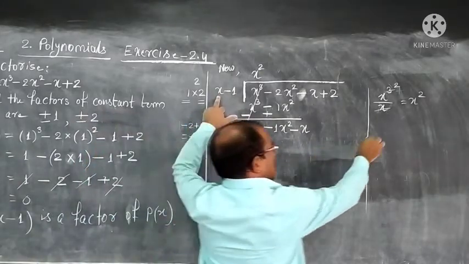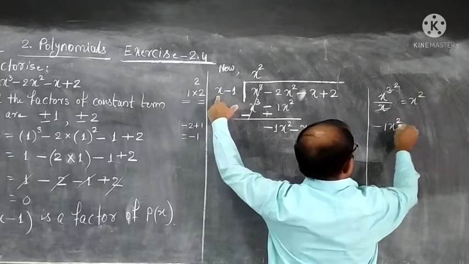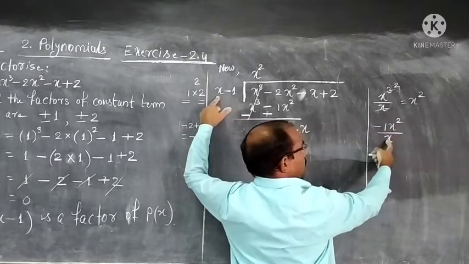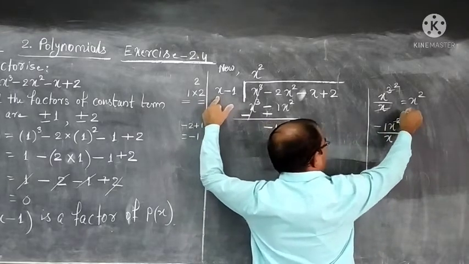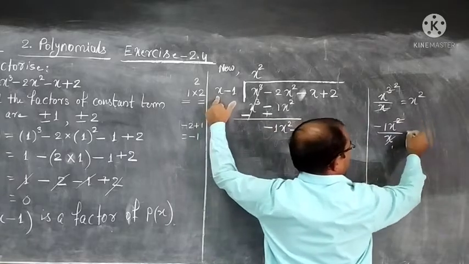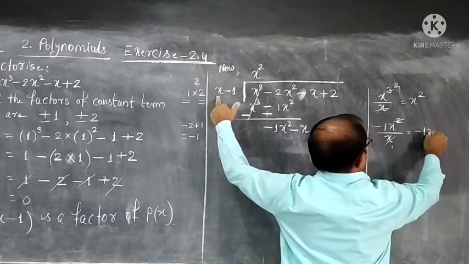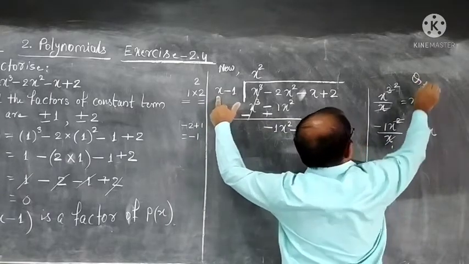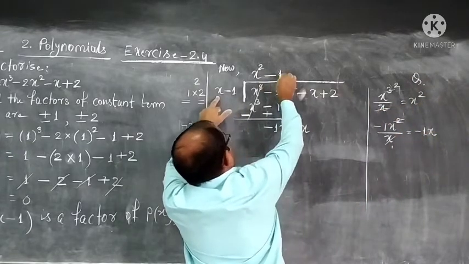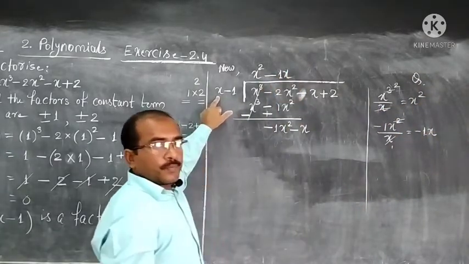Minus 1 x square divided by x. Again we will go rough side and do the work. Minus 1 x square divided by x. Here is 1 x, here are 2. So 1 will be remaining, 1 will be cancelled. So minus 1 x, and this we are getting as quotient, remember. So minus 1 x is the quotient.